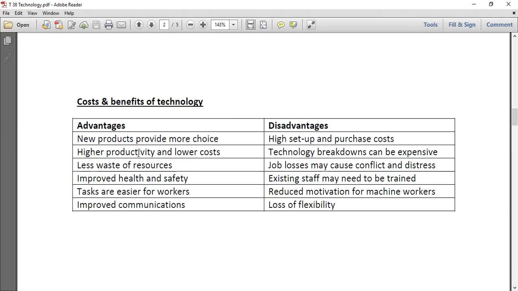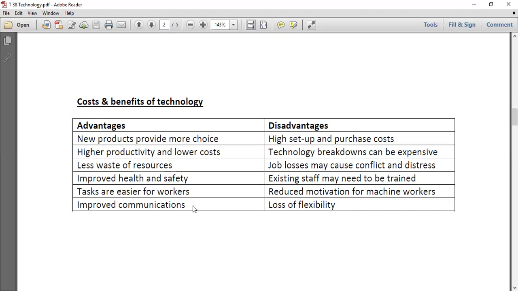New products provide more choice. Because of technology, we can produce new products, therefore more choice for the customers. Higher productivity and lower cost, and less waste of resources. Material wastage will be minimal. Sometimes we have principles like zero defects policies. It improves the health and safety of the workers, right? And tasks are easier for the workers, and it improves communications because of technology.